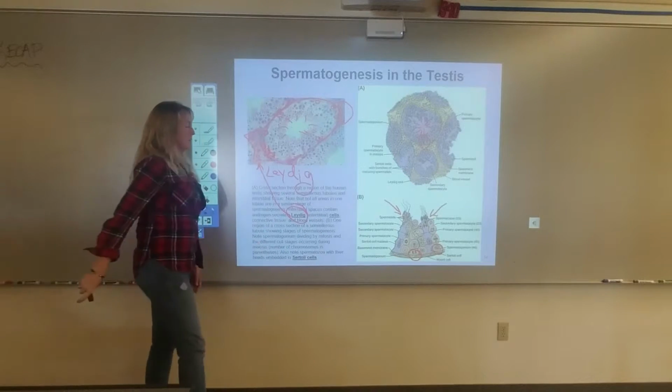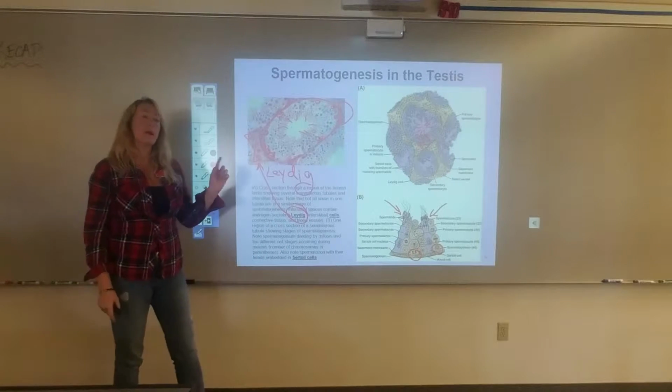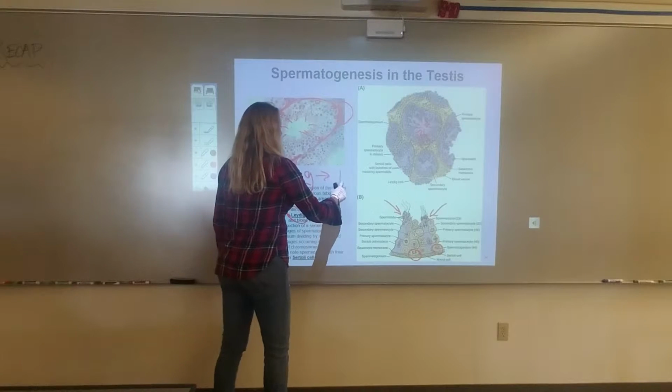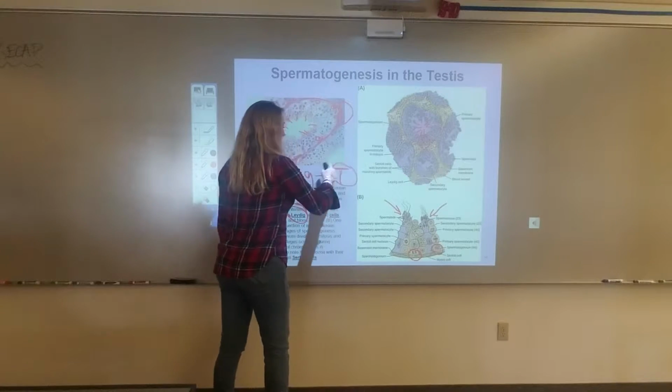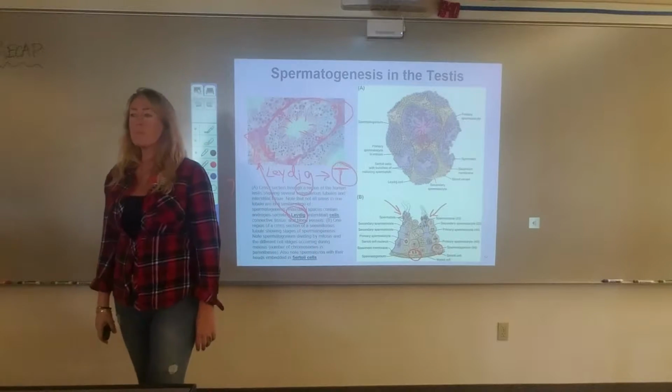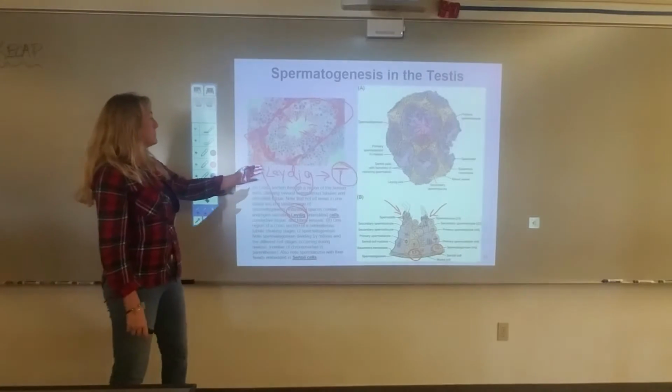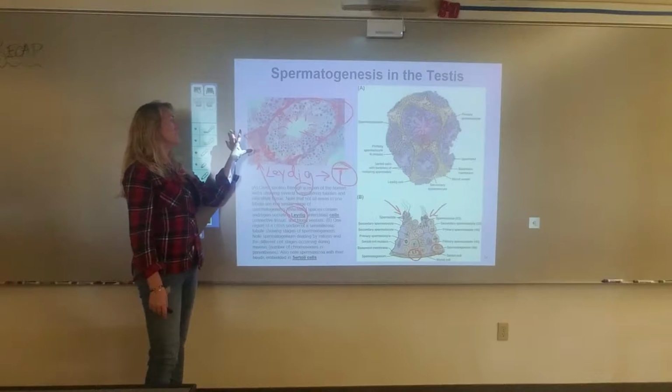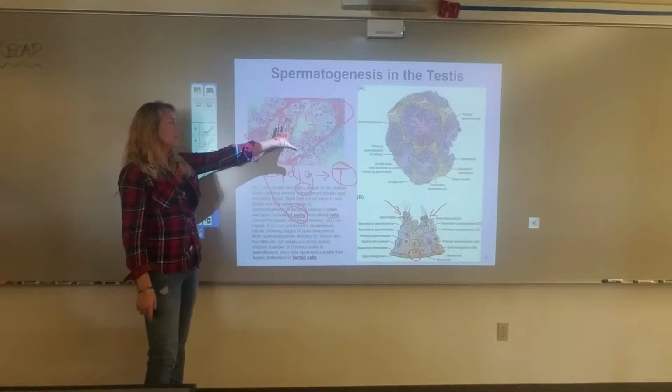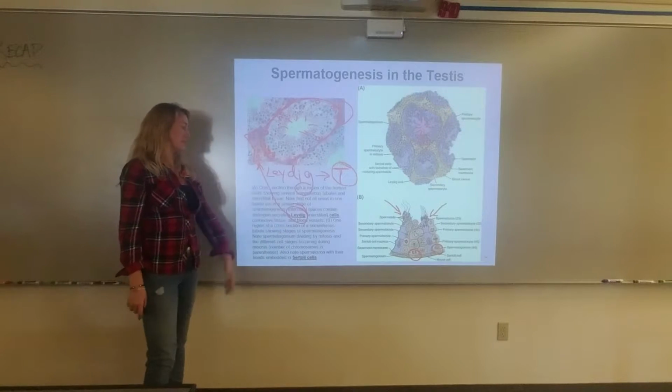So out here, these are called Leydig cells. They're outside the seminiferous tubules. They're very important because these are the guys that pump out and make testosterone. The majority of a man's testosterone comes from these interstitial cells, or these cells that are outside of the seminiferous tubules, and they make testosterone.